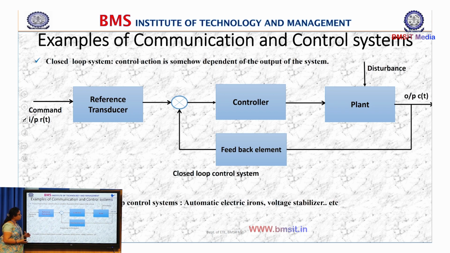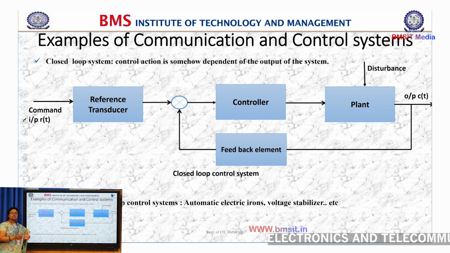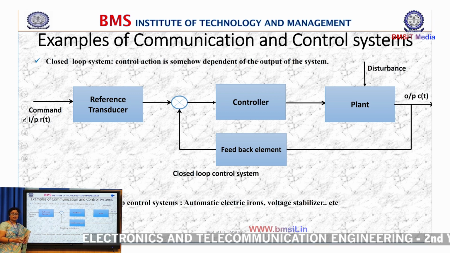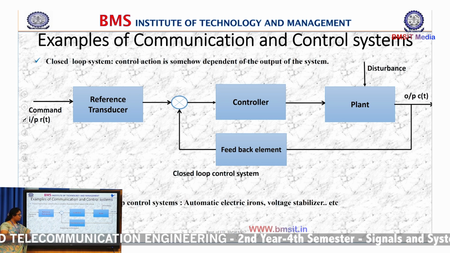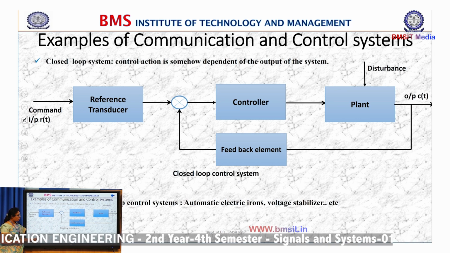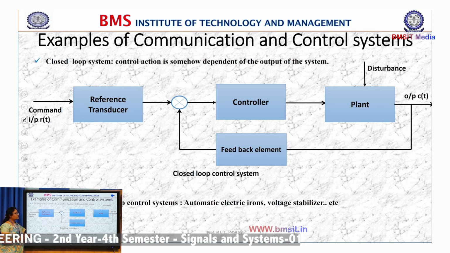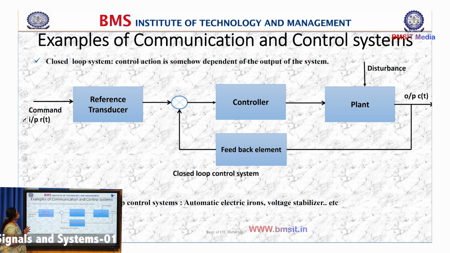One example of a closed loop control system is the automatic electric iron, where the iron box starts to heat up. Once the threshold heat is generated by the iron box, it stops automatically. After a few seconds or minutes, the iron box starts heating again. That is the feedback loop, and based on that the automatic electric iron works. Similarly, the voltage stabilizer. These are some examples of closed loop systems.